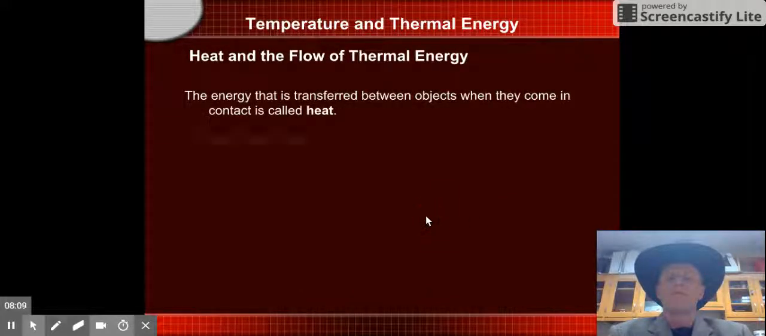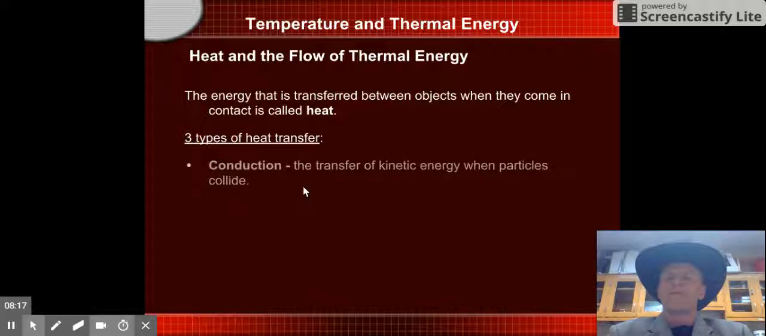Now we have a little bit of talk on heat here. There's 3 types of heat transfer that I would like to go over. The first is conduction. Conduction is the transfer of kinetic energy when particles actually make contact with each other. When they collide, when you put your hand on a desk, you're making contact. So the energy from the hand goes into the desk.